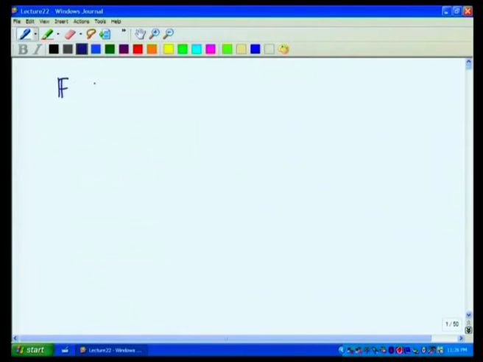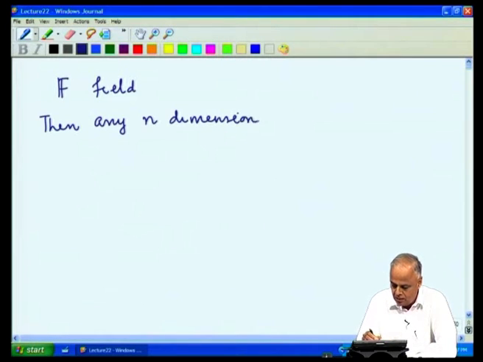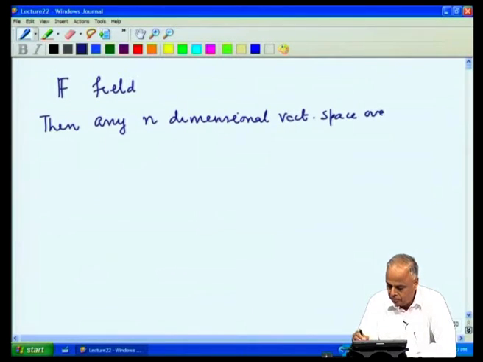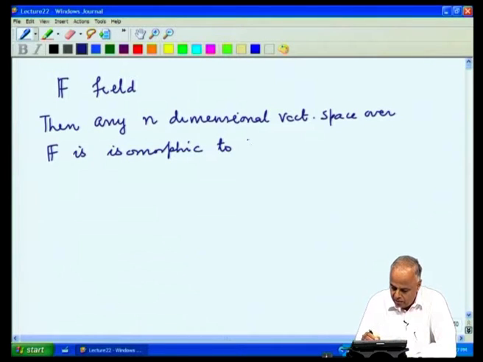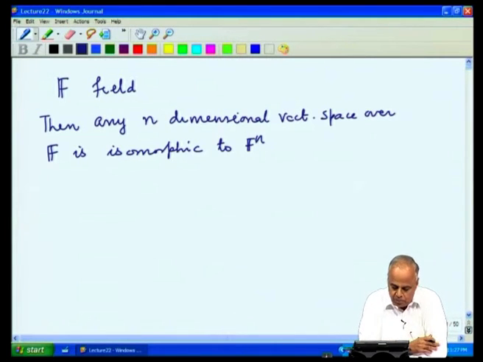Last lecture we found that if F is any field, then any n dimensional vector space over F is isomorphic to F n, and therefore, we concluded that when we are talking about vector spaces over F, the main basic vector spaces are this F n.